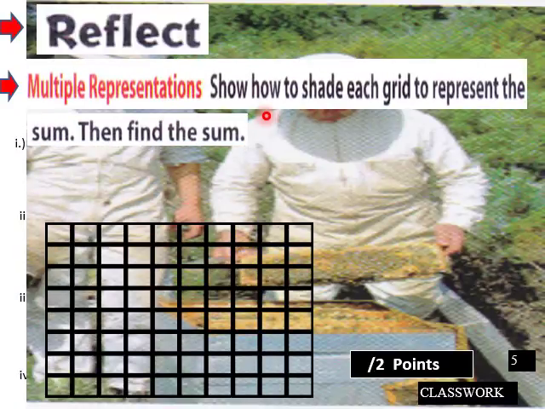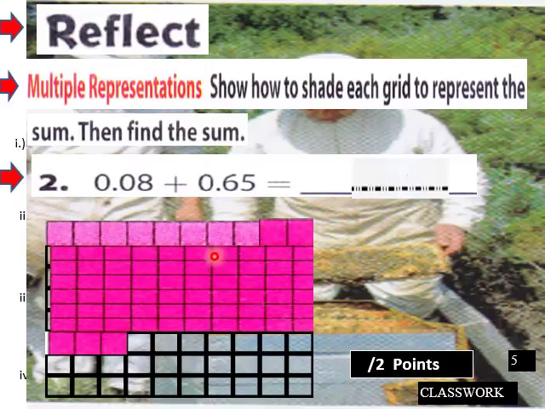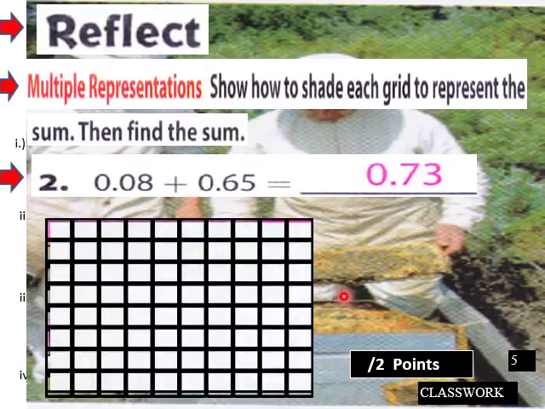Reflect now. Show how to shade each grid to represent the sum, then find the sum. So we get the color here, class. 0.08 plus 0.65 equals what? So this would be 8 here, and then 65 here. How much would that equal? 0.73, right? We have 70, and then 3 more, it'd be 73, 1, 2, 3, 4, 5, 6, 7. Then plus 3 would be 73.